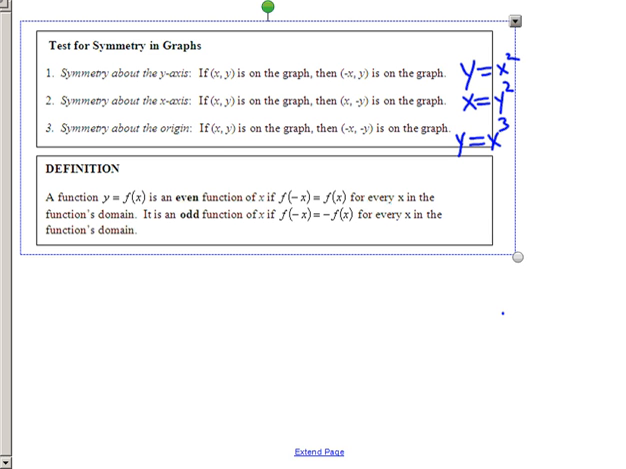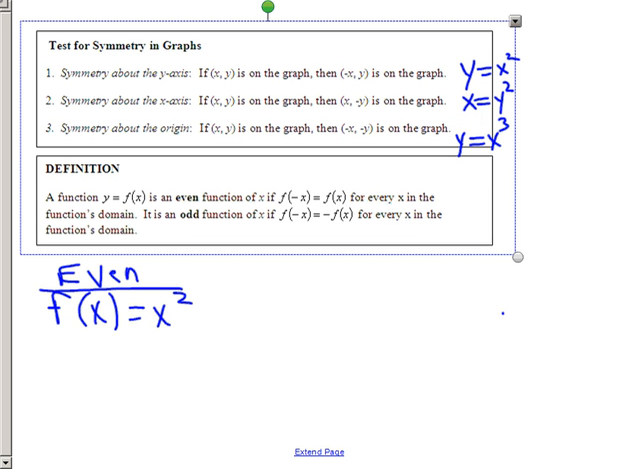Make sure, first of all, it must be a function in order to be an even function. If it's a relation, then we don't describe it using the term even or odd. So a good example of an even function would be f of x equals x squared, or y equals x squared. If you plug negative x in for x, you're going to square it, and it's going to turn back to positive x squared. It's the same.